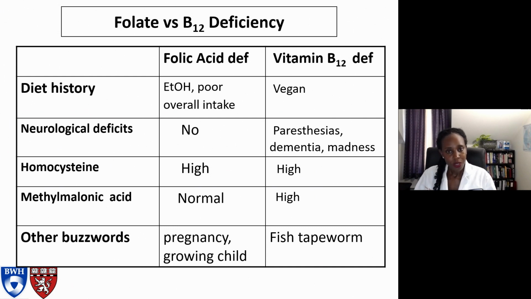How we differentiate folic acid from B12 deficiency: the dietary history. B12 is only found in animal protein, so it may be seen in increased frequency in patients who are vegan. Neurological deficits are restricted to vitamin B12 deficiency. The homocysteine is high in both, but methylmalonic acid is only high in patients with vitamin B12 deficiency.